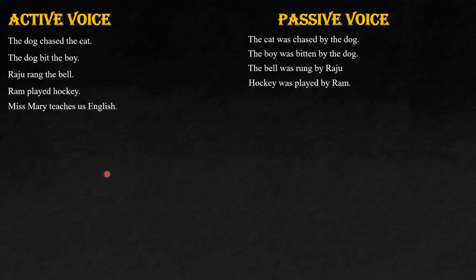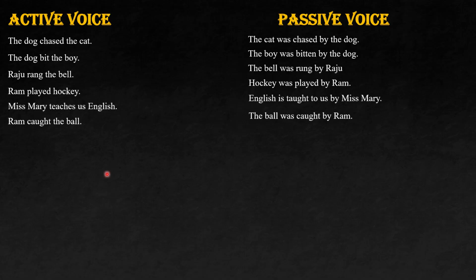So here, English is taught to us by Miss Mary. Okay. Next, Ram caught the ball. So how can we convert this one? The ball was caught by Ram. Correct. The ball was caught by Ram.